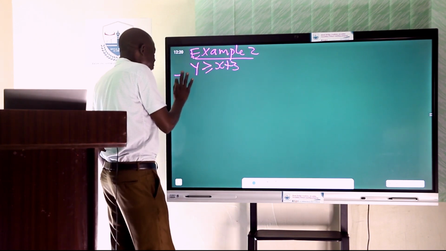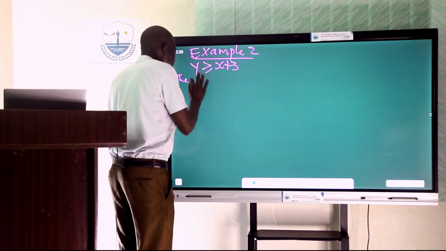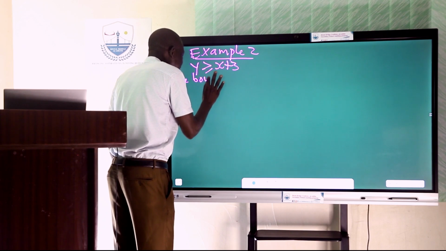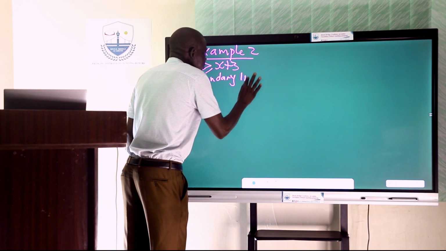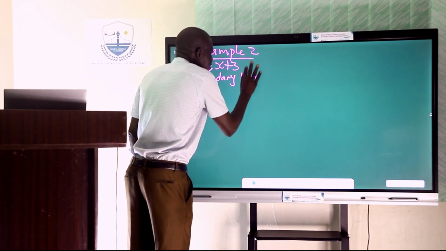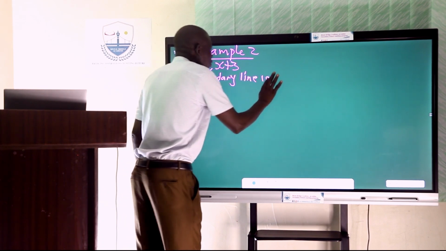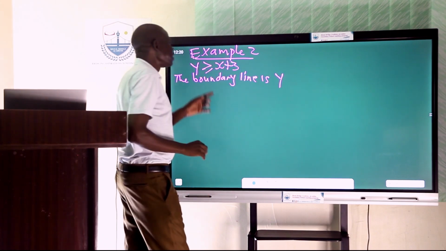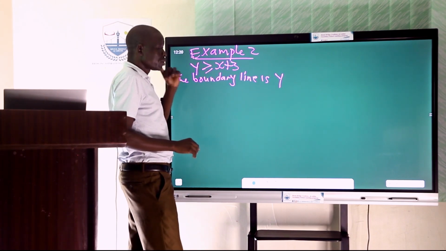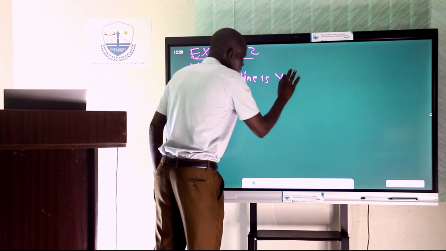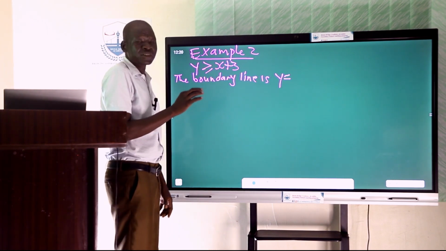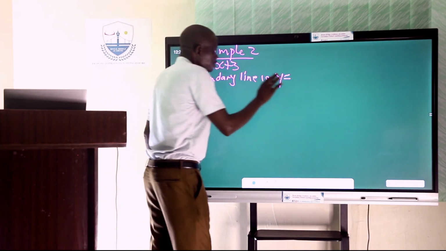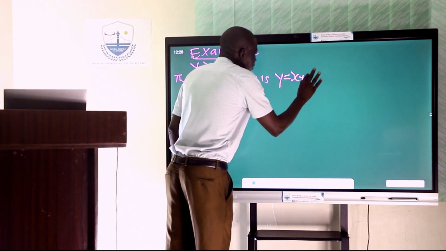So we shall say the boundary line is y equals x plus 3. We replace the greater than or equal sign by an equal sign. So instead of writing greater than or equal, we replace it by an equal sign, and we write x plus 3.